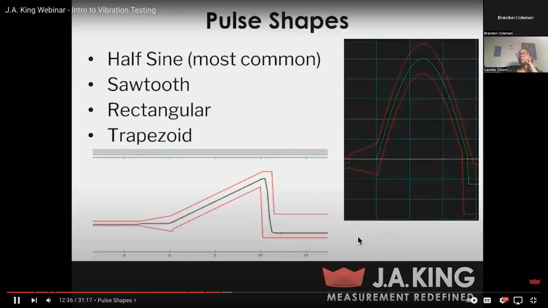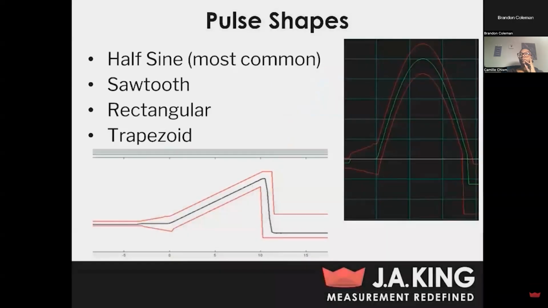So you've already seen one example of a half sine pulse. And as I mentioned, this is the most common pulse shape. On the right there, you can see what that pulse would look like in an actual vibration controller. But there are other pulse shapes as well, other than just half sine, such as sawtooth, rectangular, and trapezoidal. And the sawtooth shape is what you can see there at the bottom of the screen.